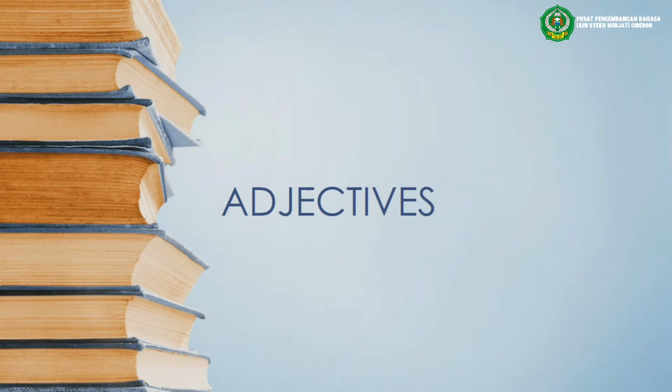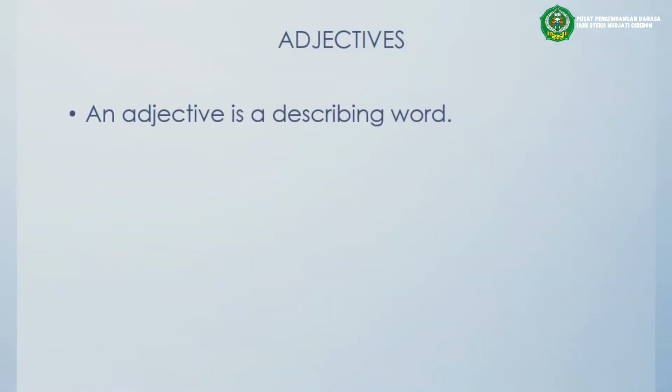In this video, I'll talk about adjectives. So what is an adjective? This is one type of word. There are many kinds of words in English, and we will only talk about adjectives. So what are adjectives? Adjectives are basically describing words. Why are they describing words? Because they tell you more about a noun.